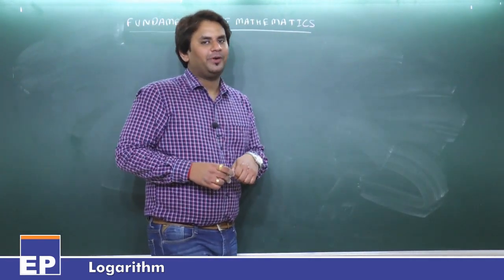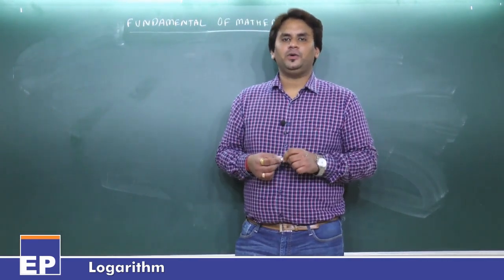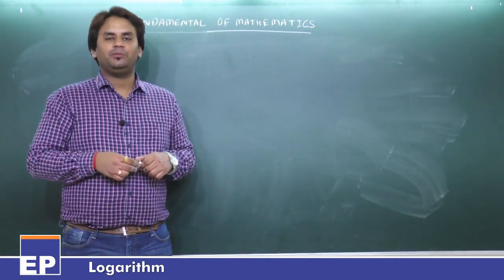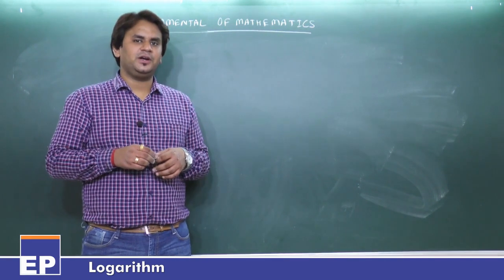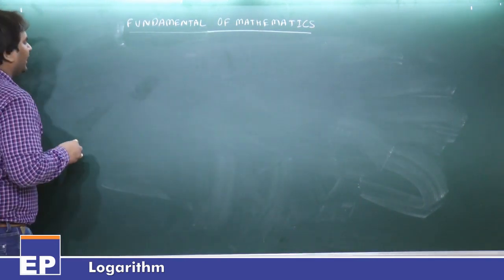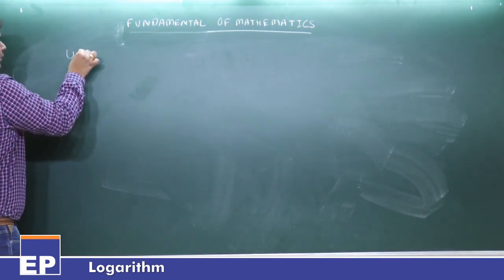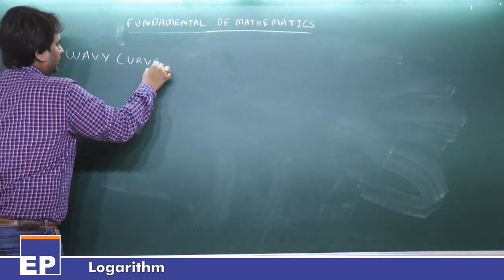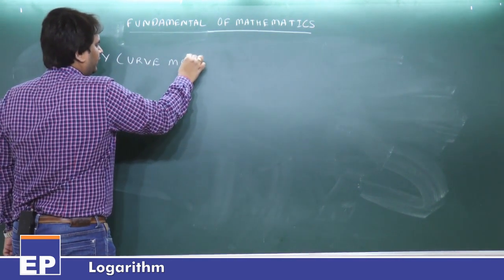We have studied complex numbers, all the properties of iota, what is conjugate, what is modulus, and the geometrical meaning of conjugate and modulus. This much we have to study in the basic part. Now we will study the next method. What is our next method? Our next method is the wavy curve method.